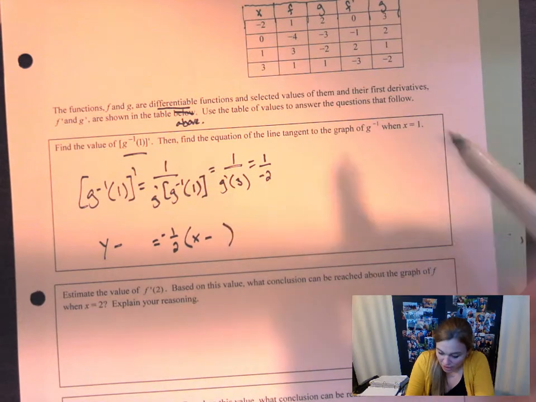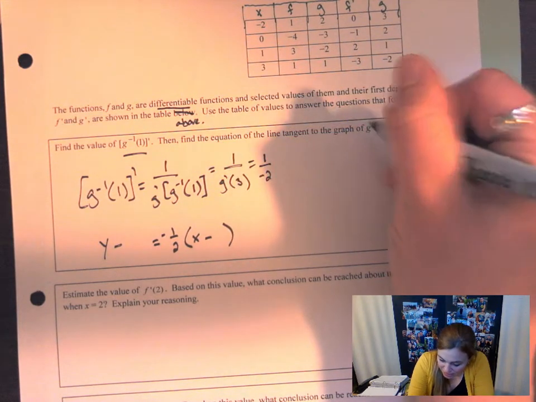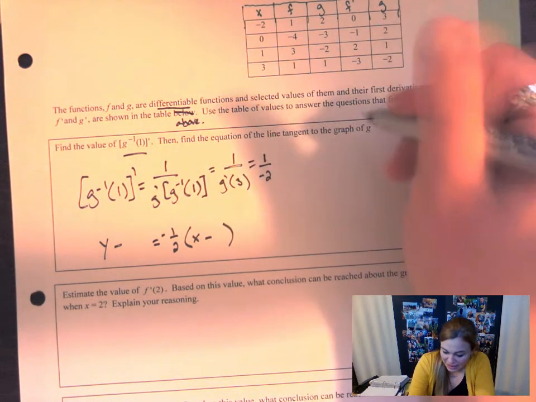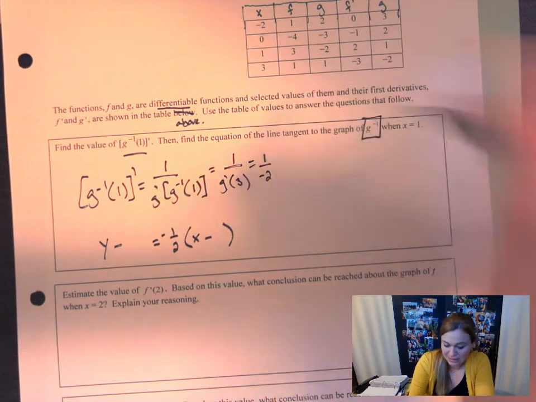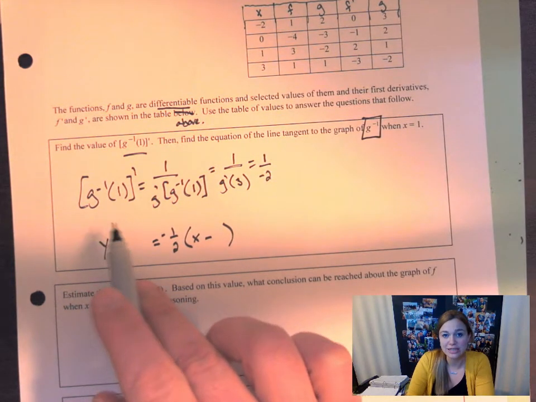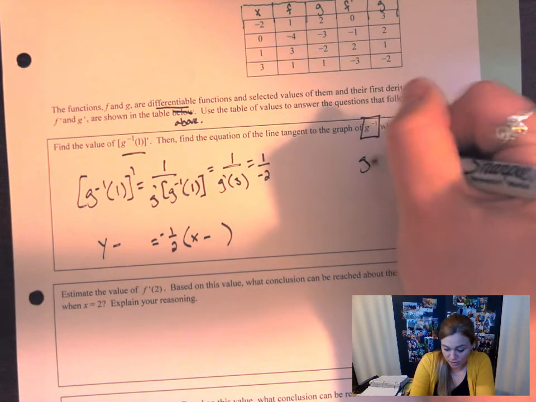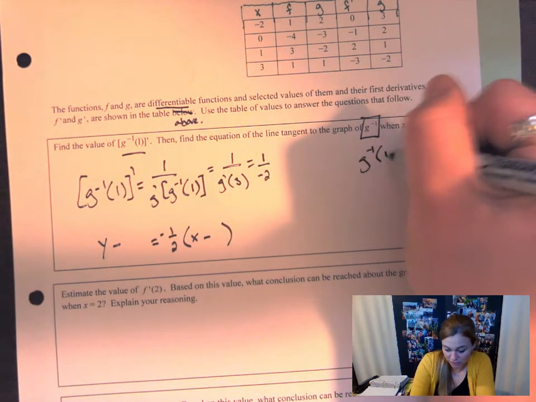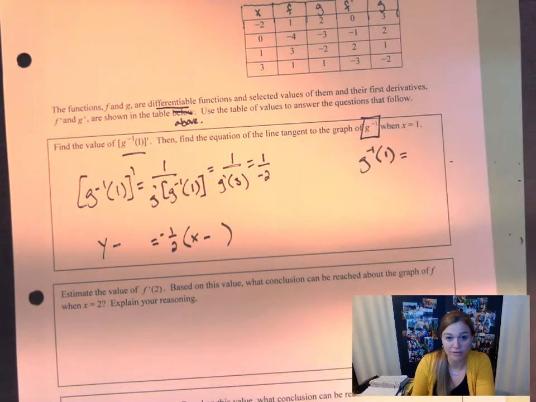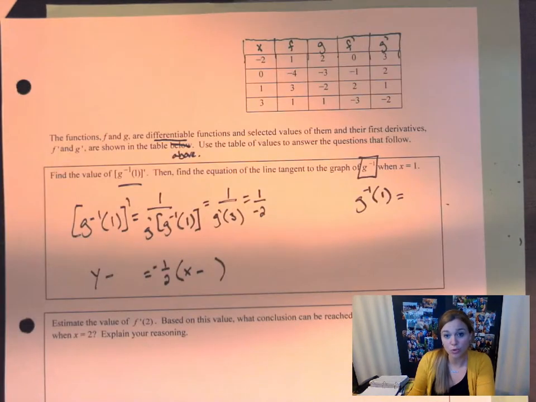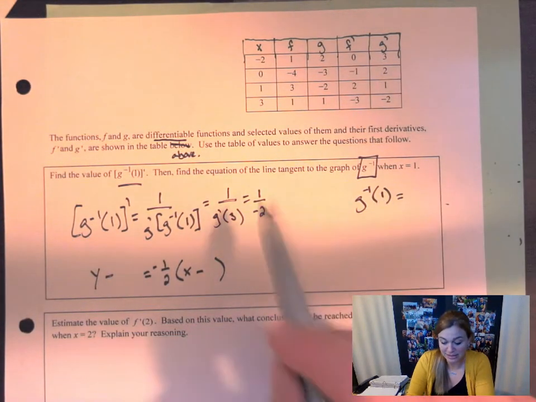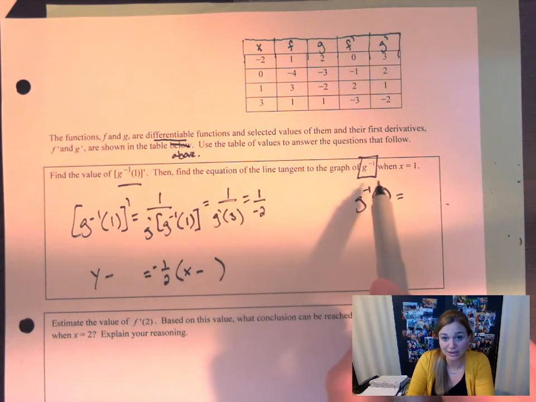This one says, find the equation of the line tangent to G inverse. That's why we found the derivative of G inverse. That also means when X is equal to 1, so G inverse of 1 equals what value? So when you get your point, you should be thinking about G inverse, because this is the equation of the line tangent to G inverse.